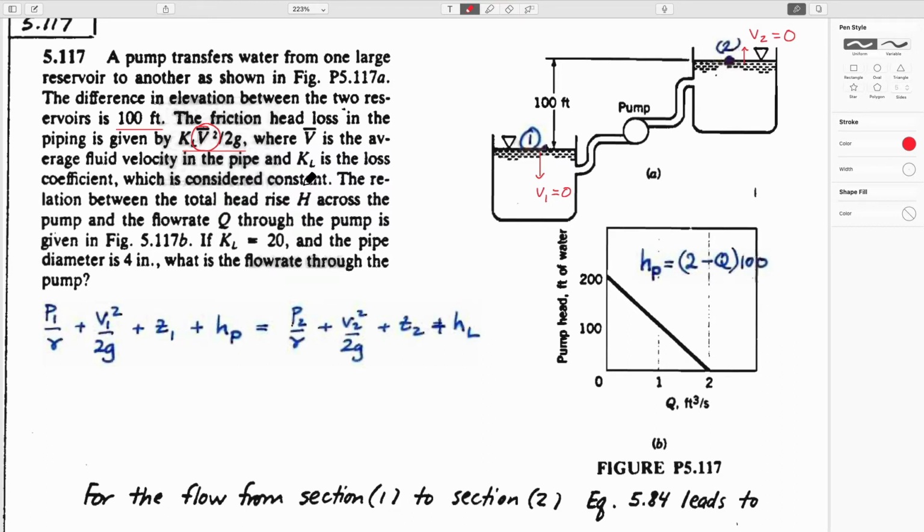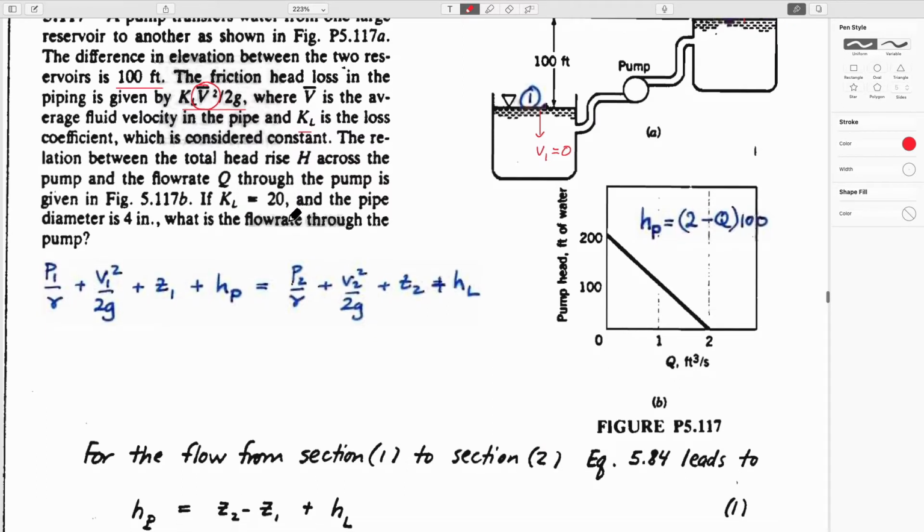K_L is a loss coefficient. I don't know what it is. The relation between total head rise across the pump and the flow rate through the pump is given by this equation here, by this figure. So you can visit that. And we have a loss coefficient, so we know what this term is that we have here.